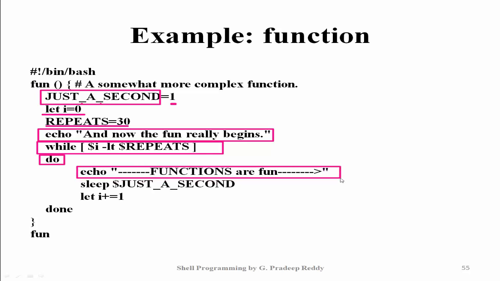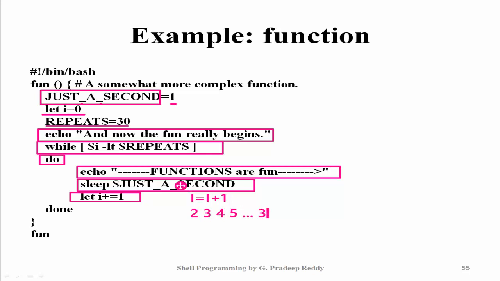Echo the functions are fun. So now after that it is going to sleep for just_a_second. Just_a_second value is 1. So now here you are going to increment the value by 1. So i += 1, it means i equals i plus 1. It means first it is 1, it becomes 2, and it becomes 3 and 4, 5 and so on.